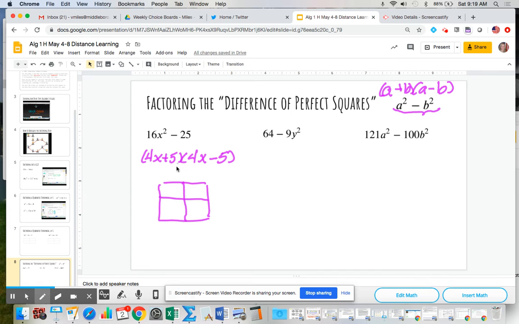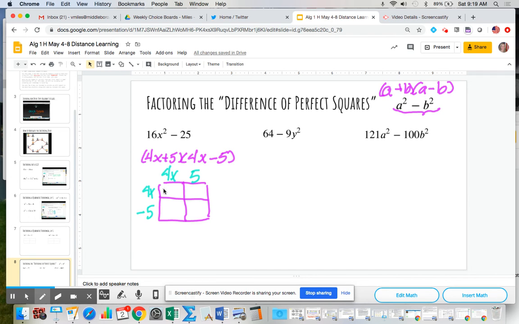And just to prove that my answer is right, I'm going to write 4x plus 5 along this row and 4x minus 5 along this column. And now I want to use the box method of multiplying polynomials to prove that the product of these two binomials is equal to the given.